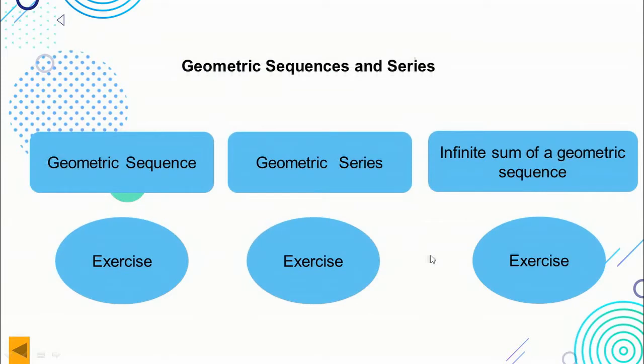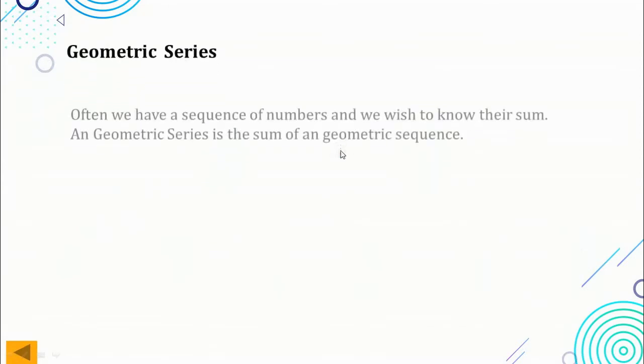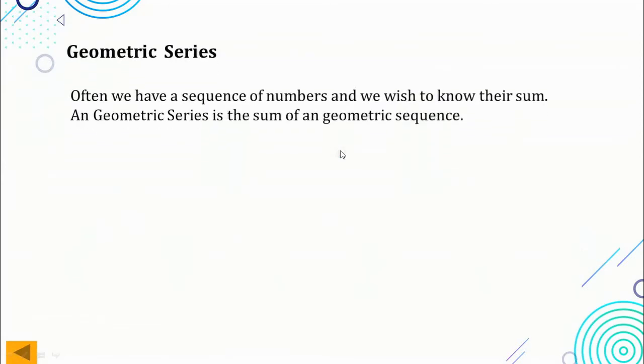Okay, in this slide right now we have the geometric series and then the infinite sum of a geometric sequence. So before we jump to the infinite sum of a geometric sequence, let's start with the geometric series. So what is a geometric series? Often we have a sequence of numbers and then we wish to know their sum, and a geometric series is the sum of a geometric sequence. Like I said before, you can still say sum of a geometric sequence. It doesn't matter. If you want to just say geometric series, it doesn't matter either.